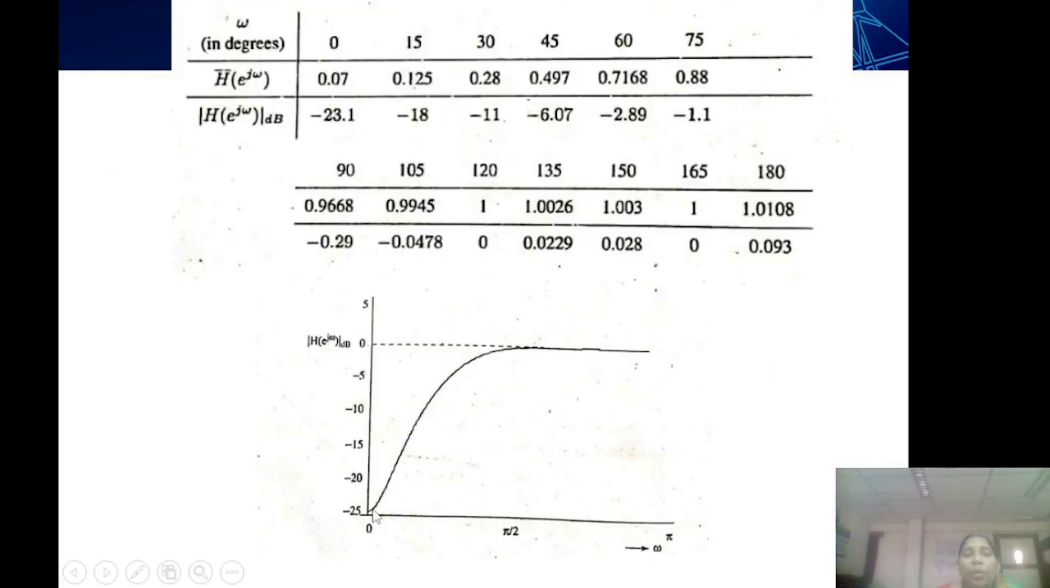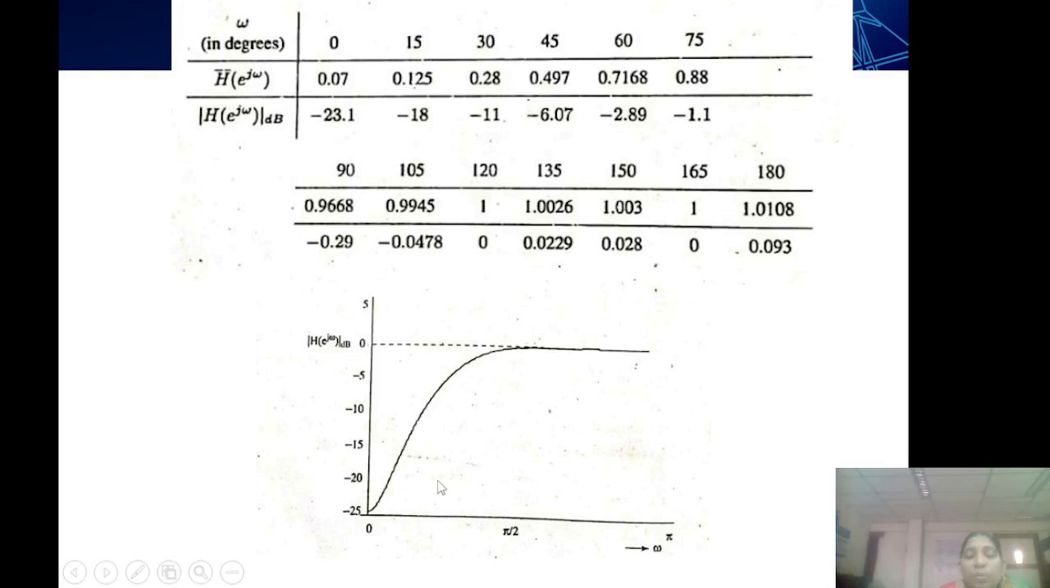After that, you need to plot the magnitude response. For different values of omega, you can use increments of 30 also. For omega 0, 30, 60, 90, 120, 150 and 180, you can find the H of e power j omega values. If you want the values in terms of decibels, you have to use the formula 20 into log to the base 10 of the magnitude of H of e power j omega. For the first value, 20 into log to the base 10 of 0.07, you will get minus 23.1. Like that you can apply it and plot the magnitude response.